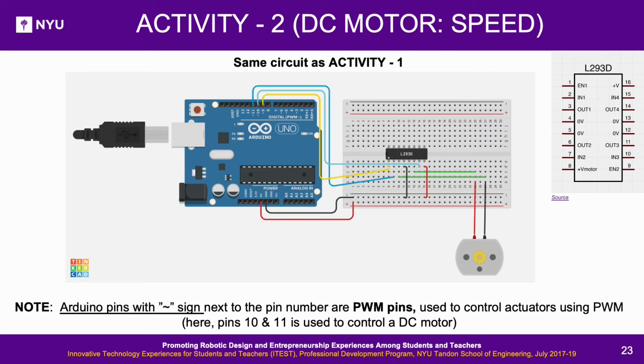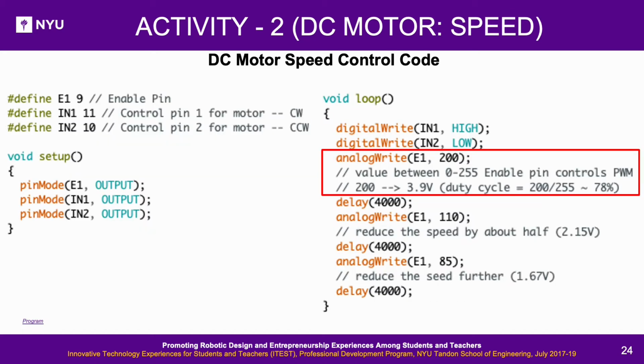Here, pins 10 and 11 are used to control a DC motor. Activity 2: DC motor speed control. Program. The only new line of code that was not introduced in Activity 1 is analogWrite. This command is used to write a value between 0 and 255. Here, it writes to the enable pin, which controls the PWM signal.